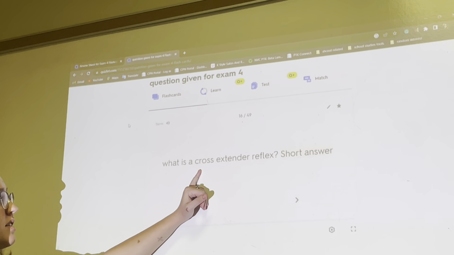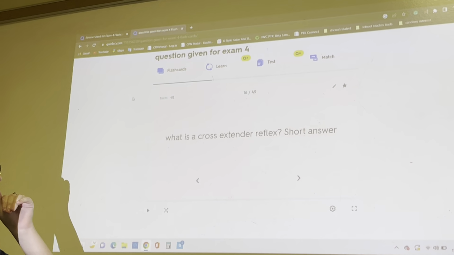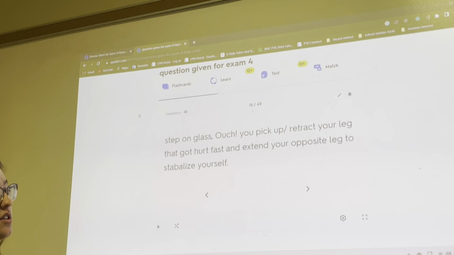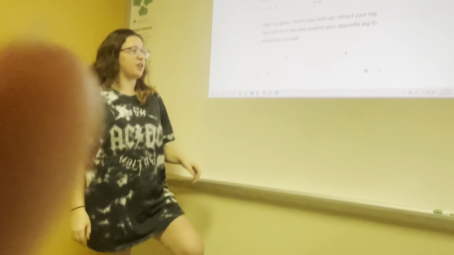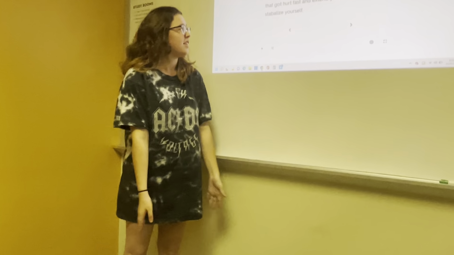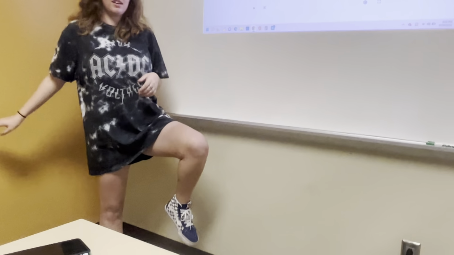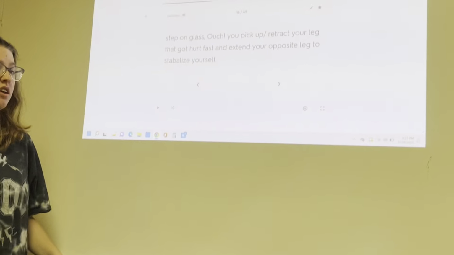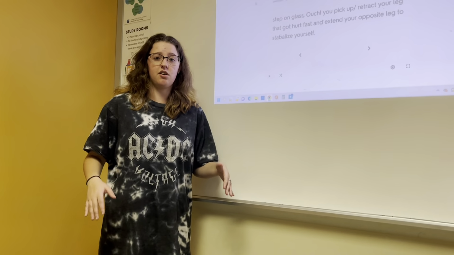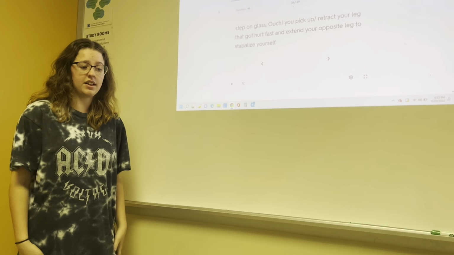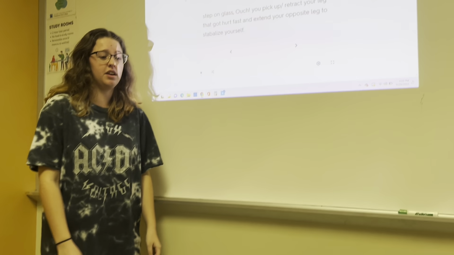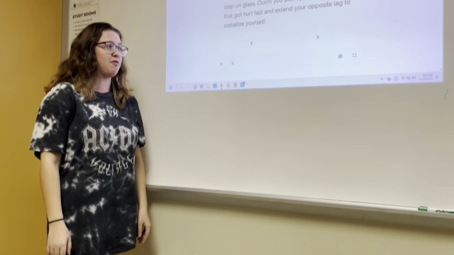Alright, what is a crossed extensor reflex? This is going to be another short answer. For example, if you step on glass, ouch, you're going to pick up that foot and extend your other leg. So if I step on glass, I'm going to jump back. This leg is going to react by picking it up, and this leg is going to straighten out so that you can stabilize yourself. You're going to get away from that pain and make sure that you are still balanced on one leg, because you're not just going to flop down and hurt yourself and fall.